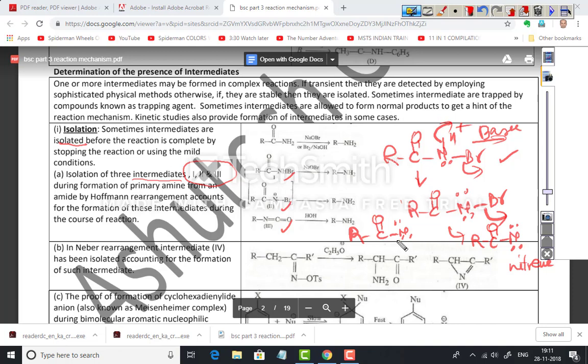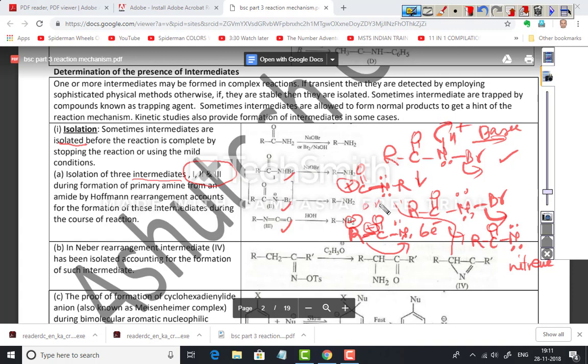Now what happens? This is a 6 electron system, electron deficient. So this is going to migrate over here. How does it migrate? It migrates in such a way that this becomes minus and then it becomes plus. So this migrates over here, and it becomes something like this, C double bond O plus, and we have N with a lone pair and R, right?